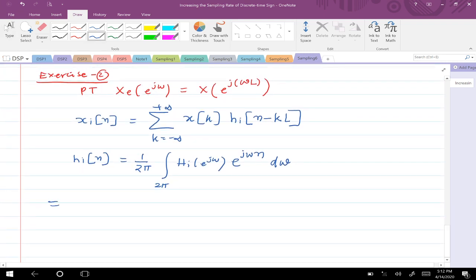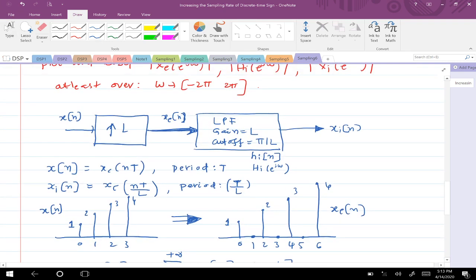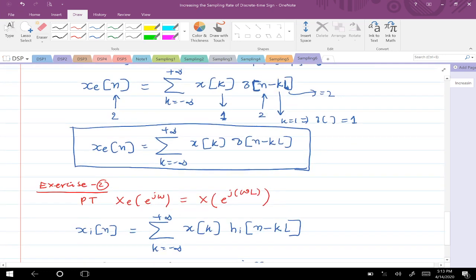So now let me simplify this further. It has value only from, we have seen this, right? This low pass filter has value only from minus pi by L to plus pi by L.